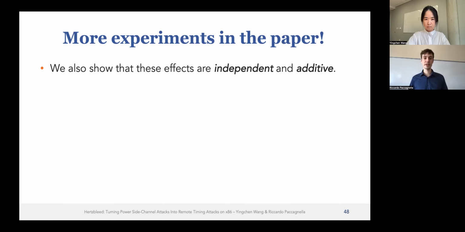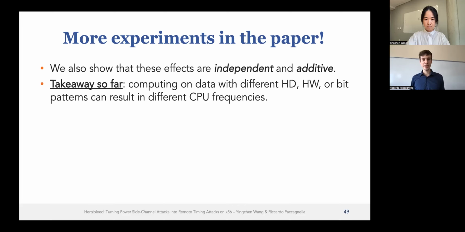But for the sake of this first part of the talk, the takeaway really is that computing on data with different Hamming weights or Hamming distances, or bit patterns depending on secrets, can result in different power consumptions or CPU frequencies depending on those secrets. And now in the second part of the talk, we will show you how to exploit these observations to mount remote timing attacks on cryptography that up until today was considered secure against timing attacks.